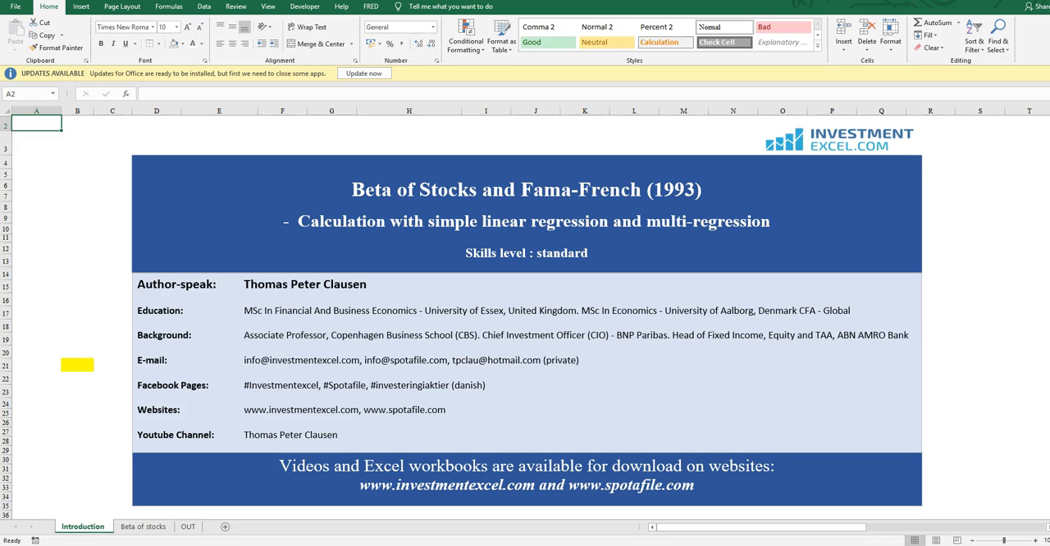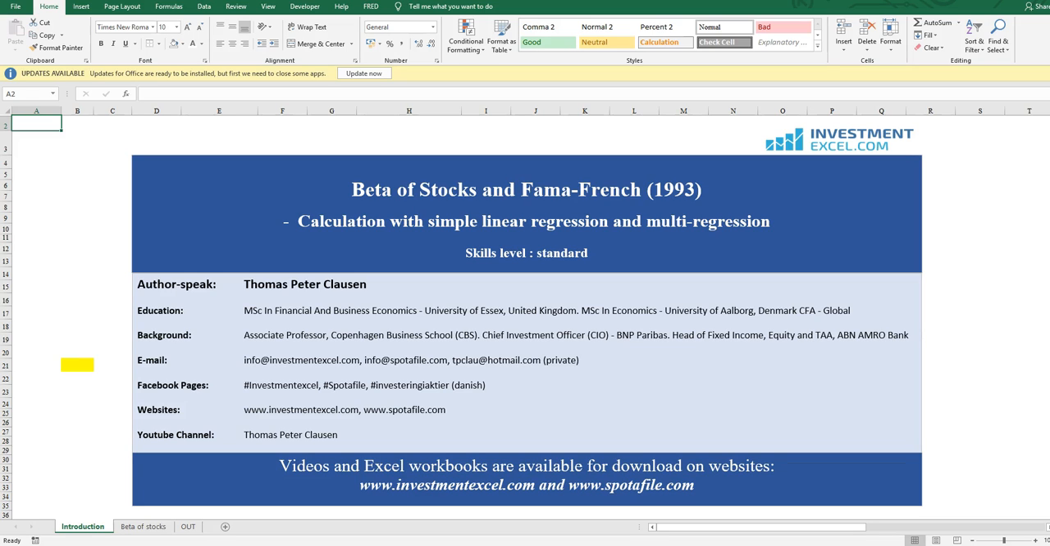Welcome to this session where I will look at beta of stocks and also the Fama-French model from 1993, which is a three-factor model built in a linear fashion, just like the CAPM, but with three betas instead of just one, which we know is the case in the CAPM model, originally derived from Sharpe in 1964.